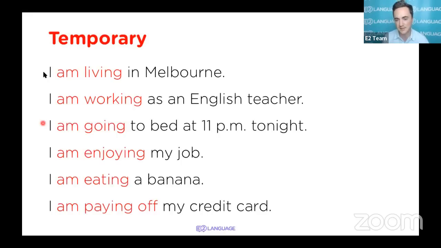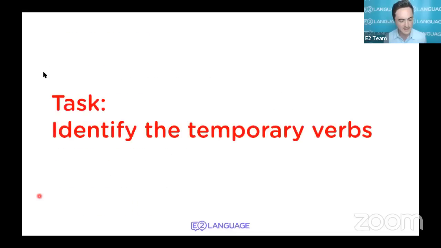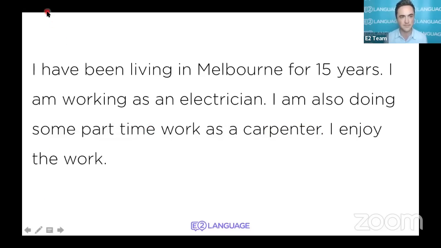I'm going to bed at 11 p.m. tonight. It's going to be a one-off thing. I'm enjoying my new job currently, maybe in the future, I will not enjoy it. I'm eating a banana temporarily. I'm paying off my credit card, hopefully temporarily, not permanently. Cool. Let's just go straight to identify the temporary verbs in this paragraph.